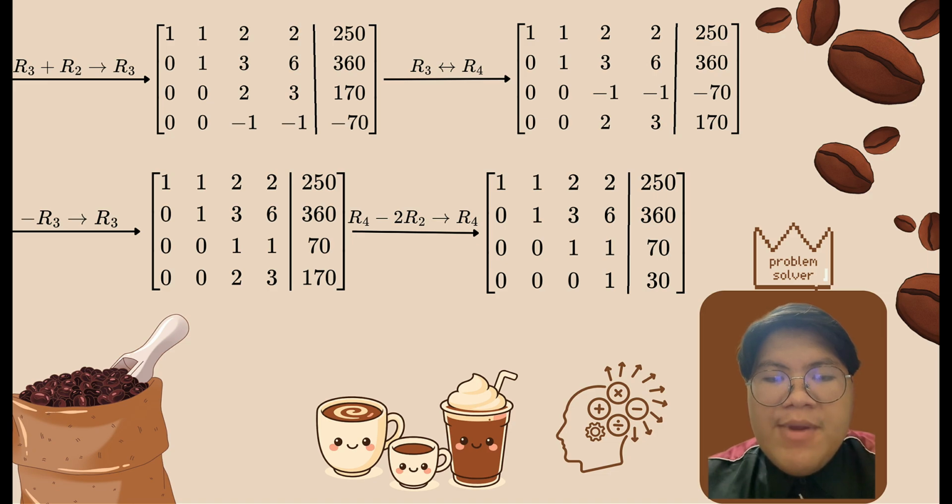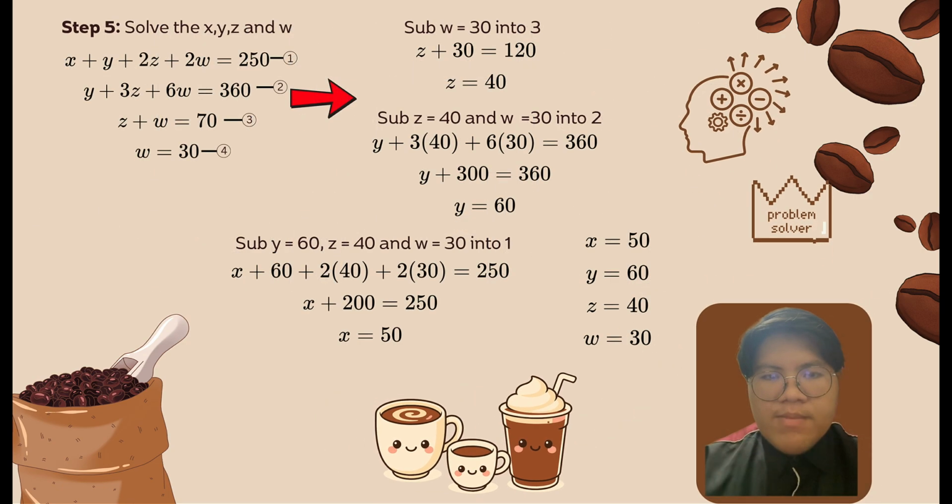Finally, we eliminate the 2 in the fourth row using our new pivot. We apply the row operation row 4 minus 2 times row 3. This reduces our final row to 0, 0, 0, 1 augmented by 30. We have now successfully achieved an upper triangular matrix, completely setting up the system for back substitution to find our final average counts.